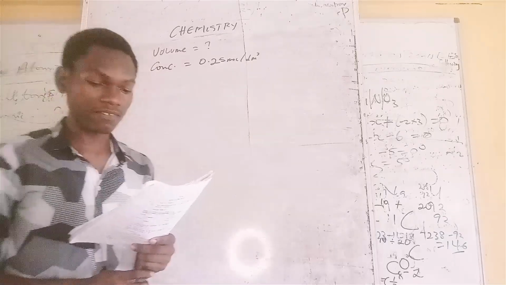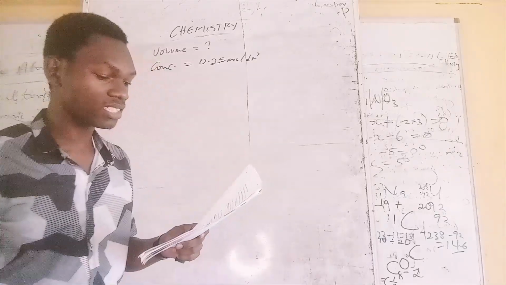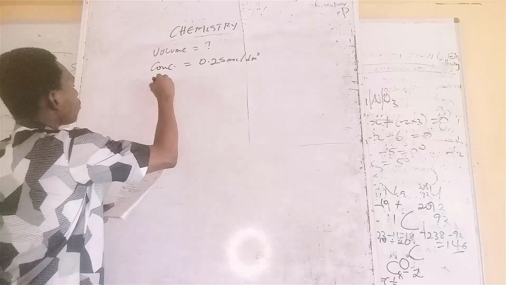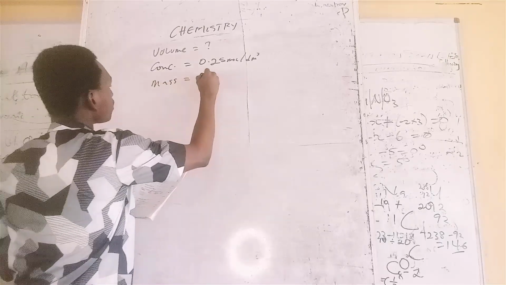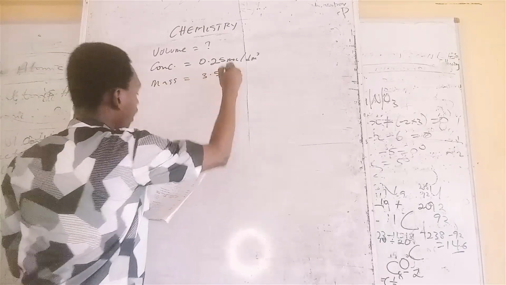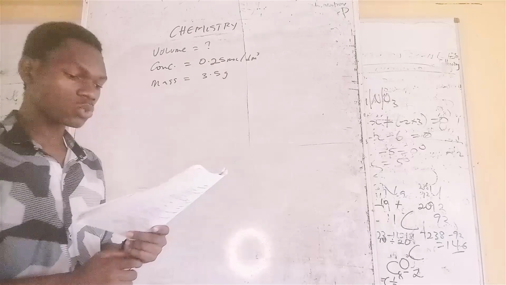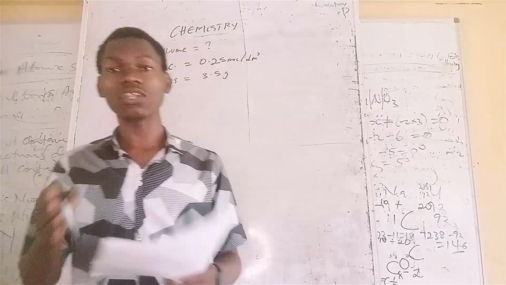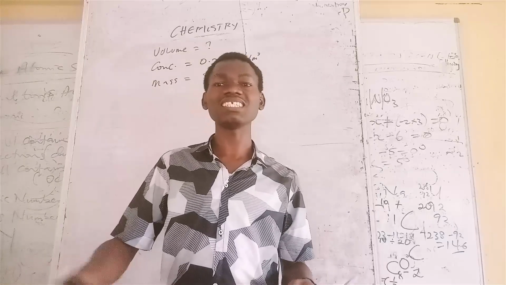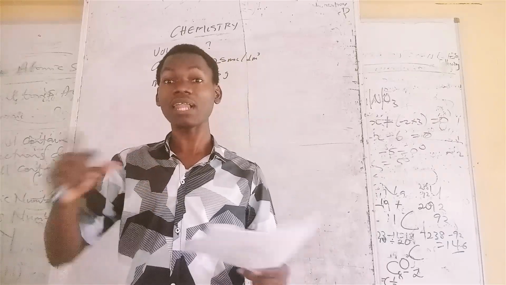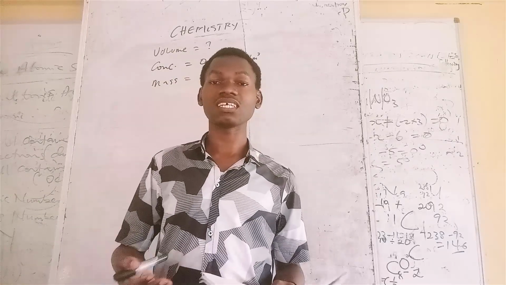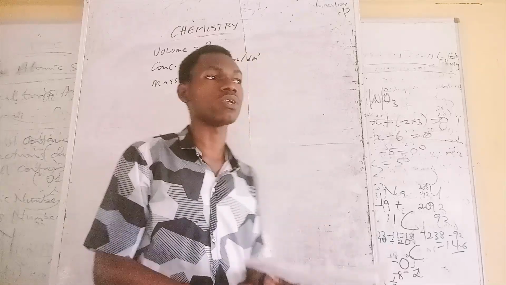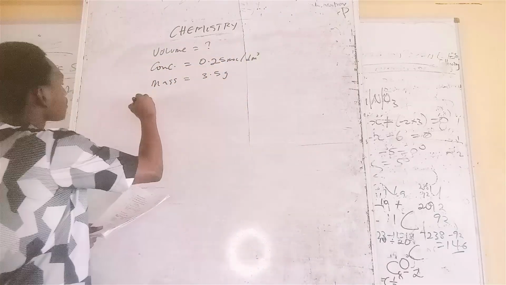And what else will be given? You can see mass. Mass is 3.5. So the mass is 3.5 gram. What else are we given? We are also given the mass numbers of hydrogen, sulfur, and oxygen. So it means that we might need the molar mass of that particular acid, H2SO4. So let's just calculate the molar mass.